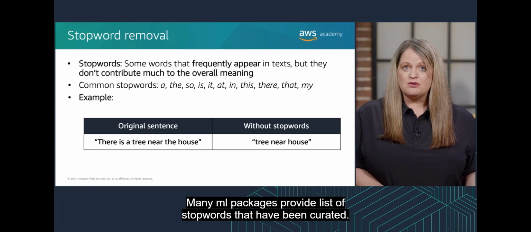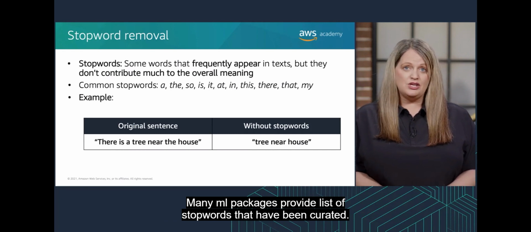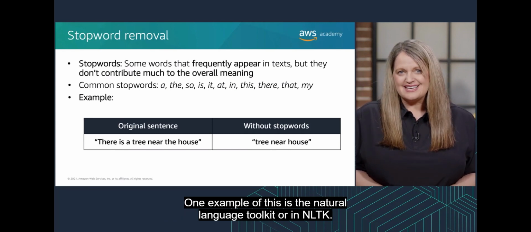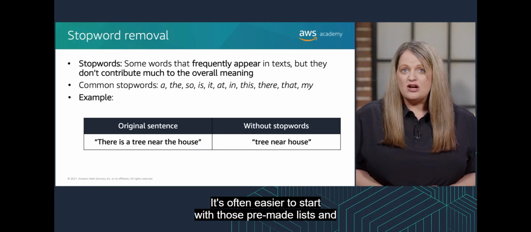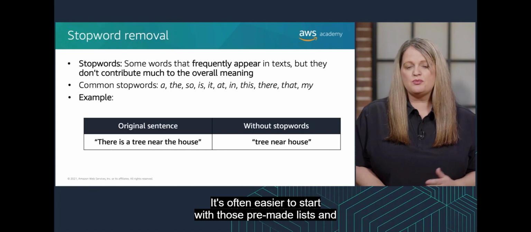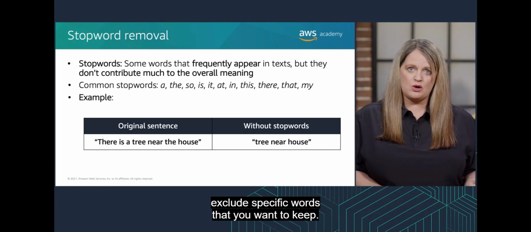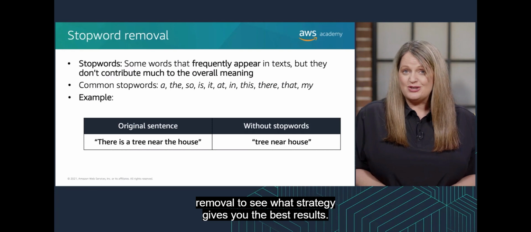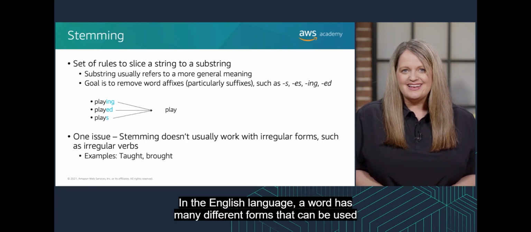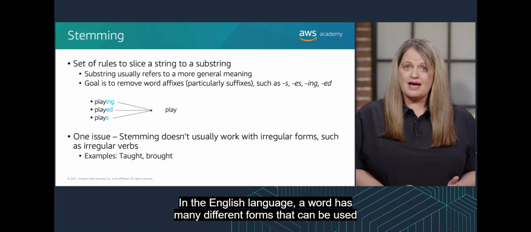You can make your own list of stop words. Many ML packages provide lists of stop words that have been curated. One example of this is the Natural Language Toolkit, or NLTK. It's often easier to start with those pre-made lists and exclude specific words that you want to keep. Like most other ML tasks, you'll need to experiment with the stop word removal to see what strategy gives you the best results.